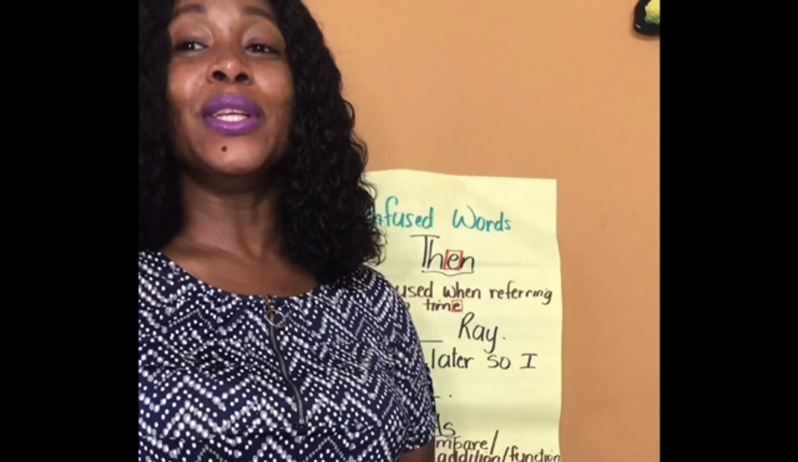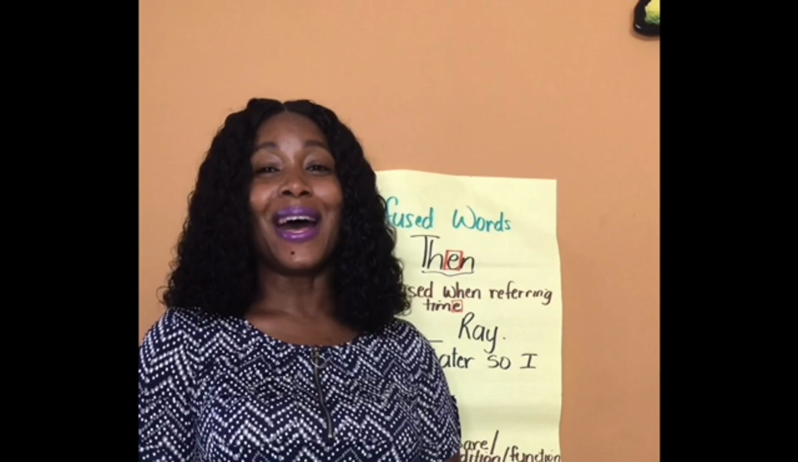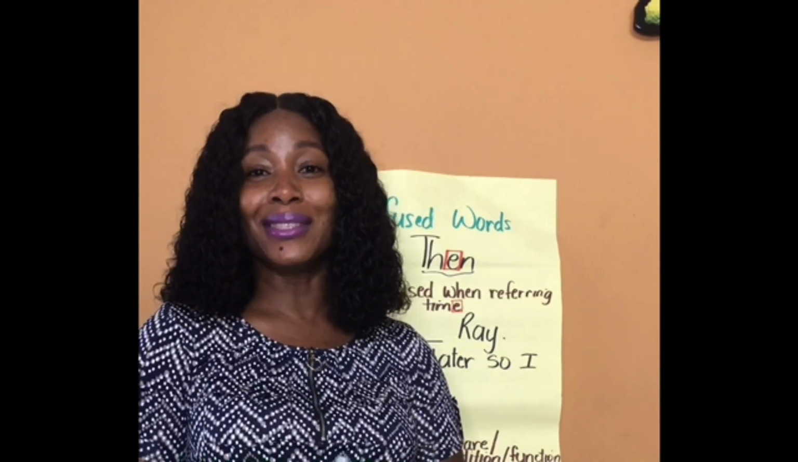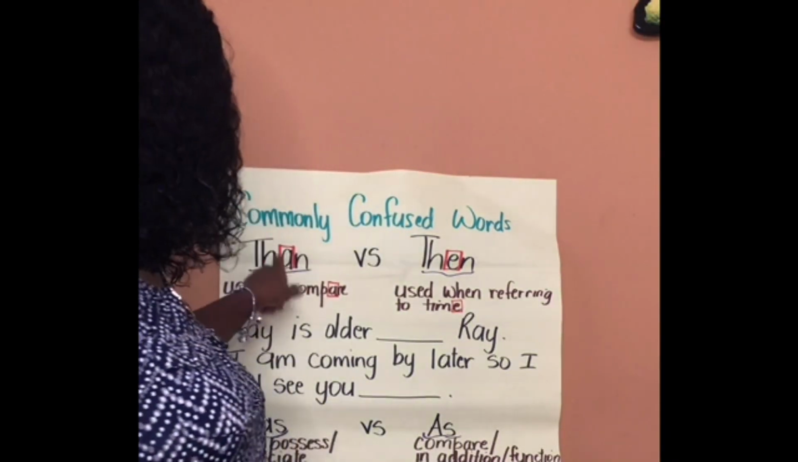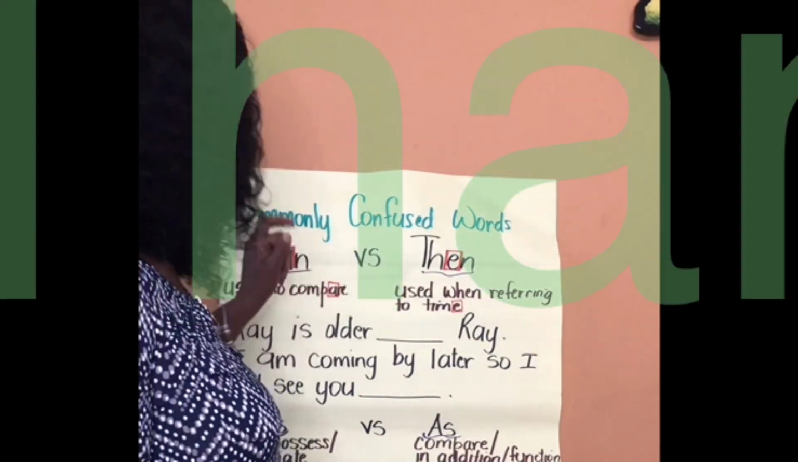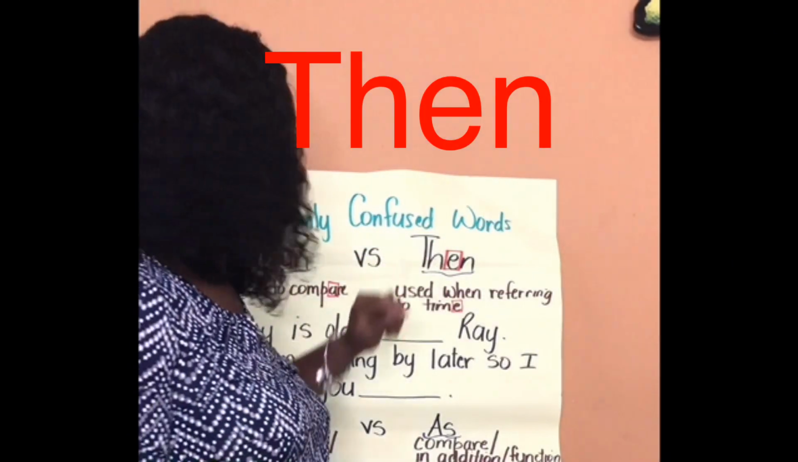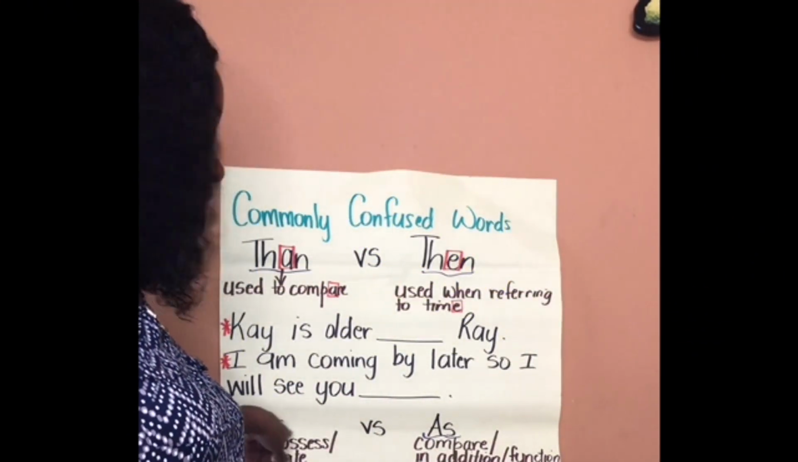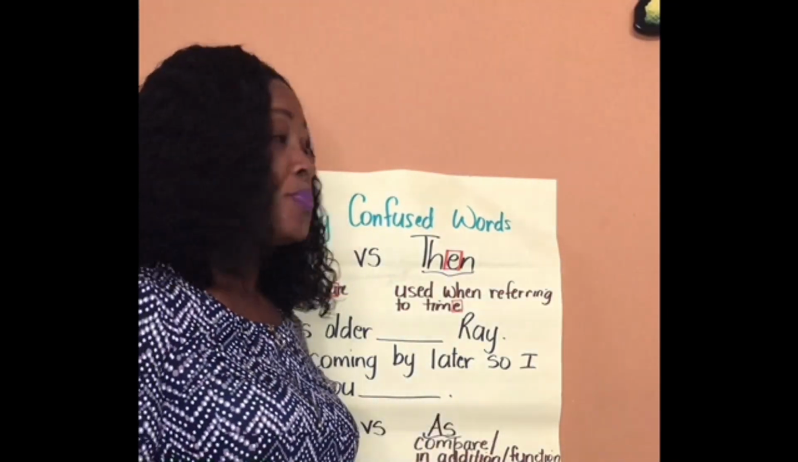Today we are going to look at some more commonly confused words. I have tons of messages with a lot of words that you're asking me to look at. So today we are going to look at 4 of them. The first 2 we're looking at are than versus then. Then we will be looking at has with an H versus as without the H.